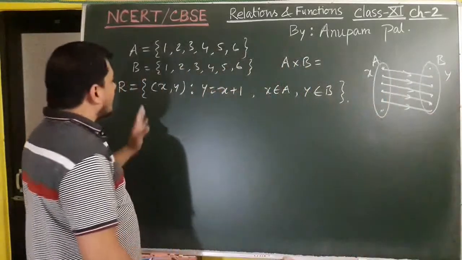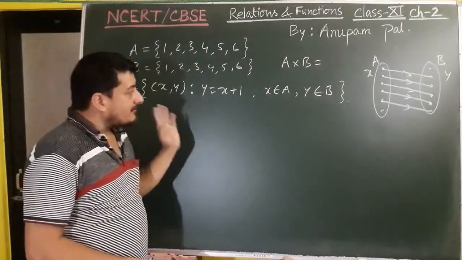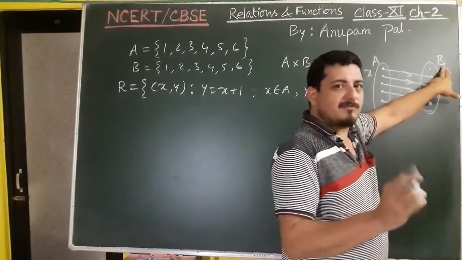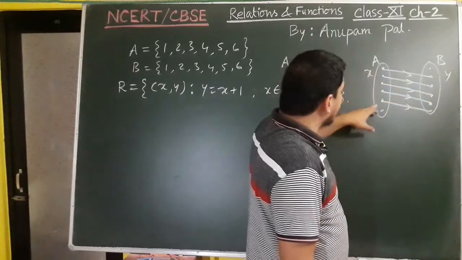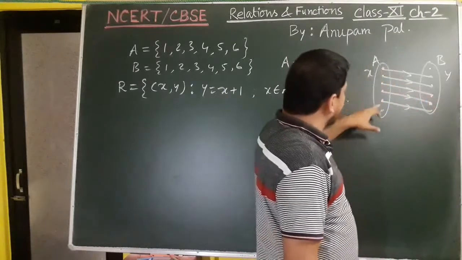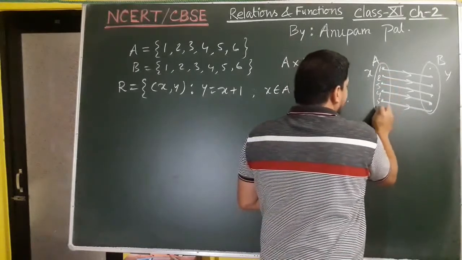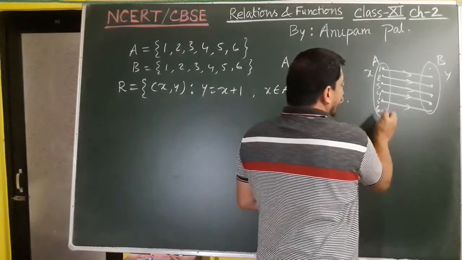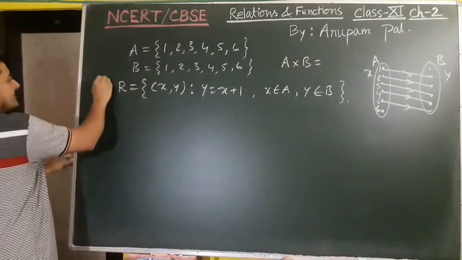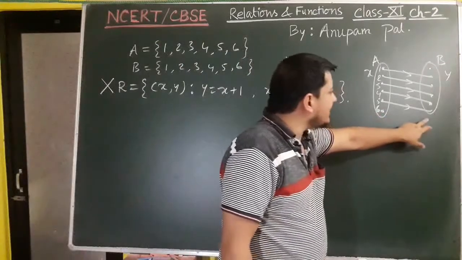Now, according to the definition, I have told you a relation F from a non-empty set A to a non-empty set B is said to be a function if and only if each element of set A has one and only one image in set B. So you can see here 1, 2, 3, 4, 5. The sixth point does not have any image in set B. So this relation is not a function, because this 6 does not have any image in set B.